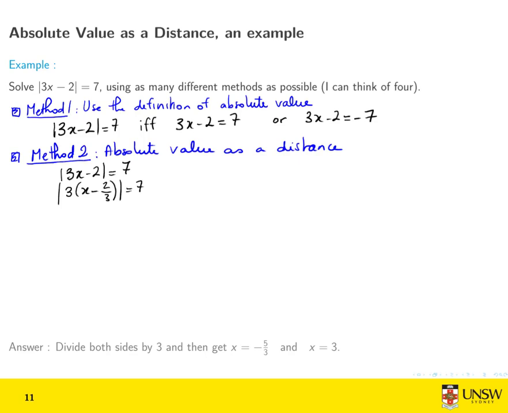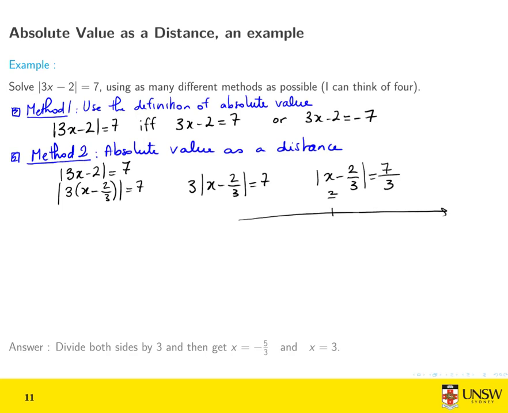Since here we have a product, we can split the absolute value, which is what we will do. And so we can rewrite this as 3 times the absolute value of x minus 2/3 is equal to 7. Dividing both sides by 3, we get the absolute value of x minus 2/3 is 7/3. And now we can solve.